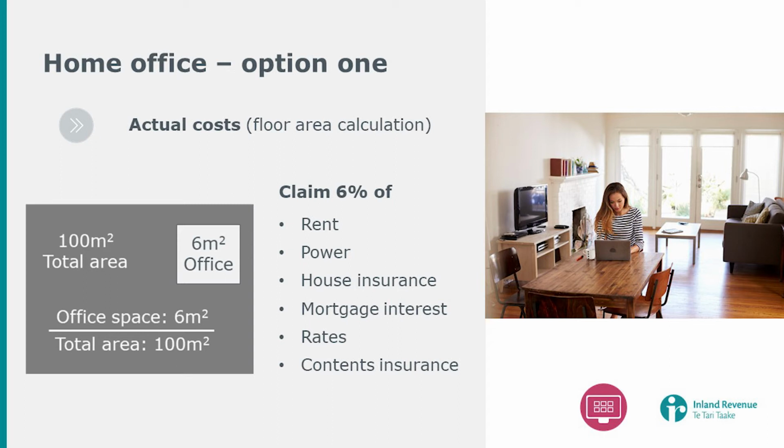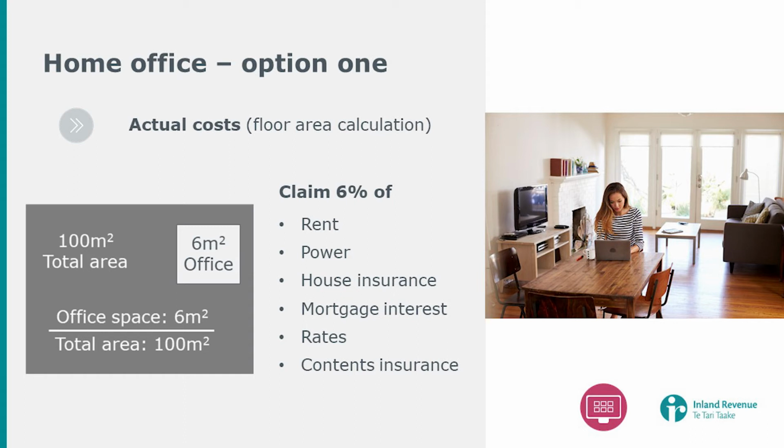If your space is used for business and part for another activity, we are only taking into account the area used for business. In this example, the total area of the home is 100 square metres, and the area used for the office is 6 square metres. This equates to 6% of the home being used for business.